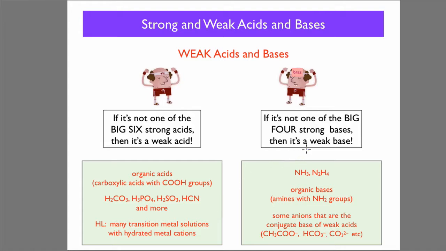If it's not one of the 4 big strong bases, then it's going to be a weak base. We've got ammonia and hydrazine. We've got the organic bases, amine groups, and some anions that are the conjugate bases of weak acids, such as ethanoic, etc.